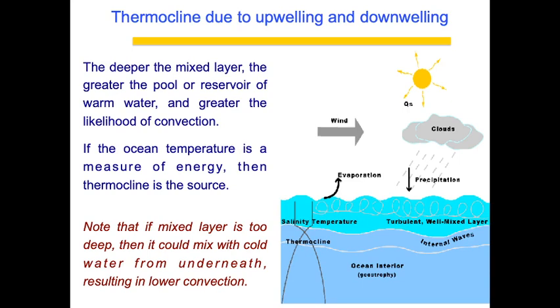One note is that if the mixed layer is too deep, it could mix with the cold water from underneath, because remember there is a thermocline, and below that there is very cold water, which is the deep ocean. If it is too deep, then convection is not going to be very strong. So the thermocline helps in regulating this phenomenon, ensuring there is an optimum sea surface temperature which will allow for convection.